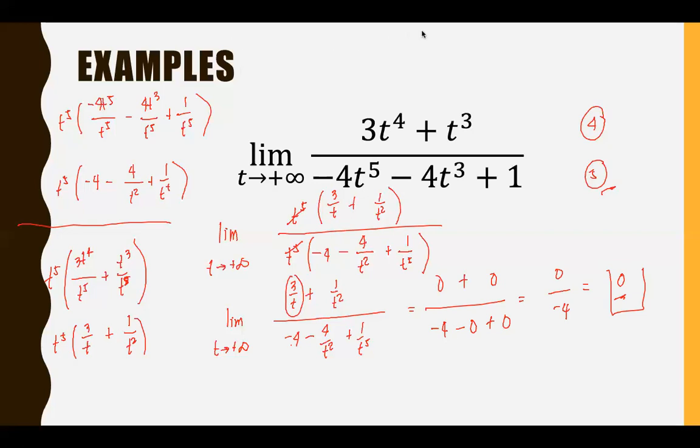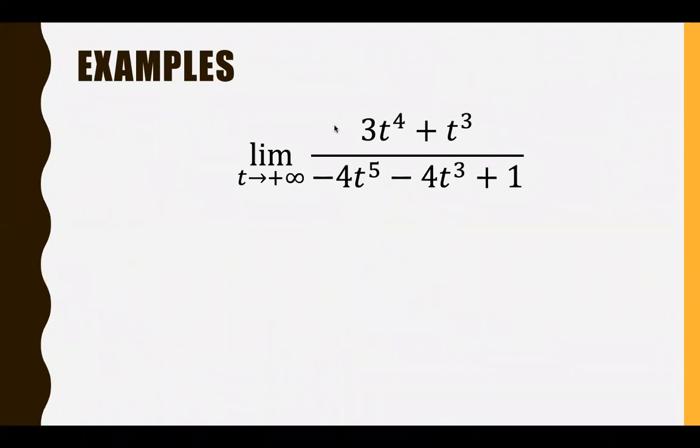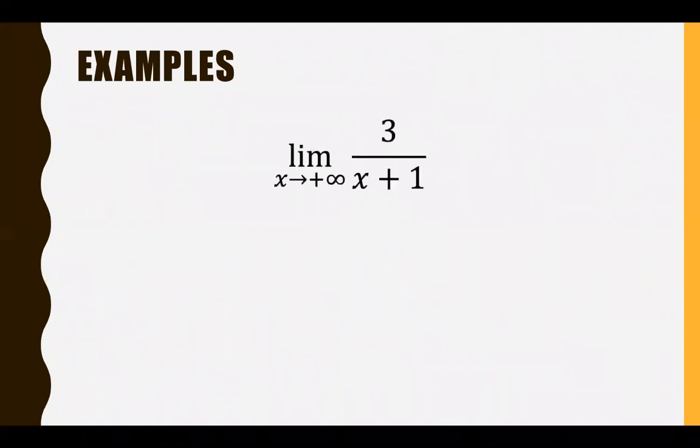Okay, so let's proceed to the next example after this. So let's have this one. This is quite a difficult one because it's very simple to look at. However, it will be difficult because we need to simplify this first, because it's 3 over x plus 1, right?